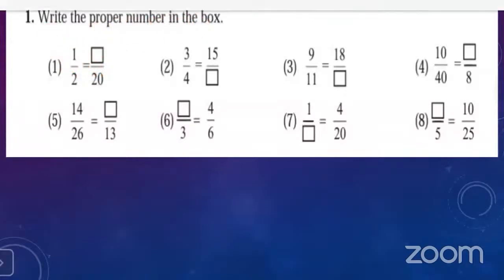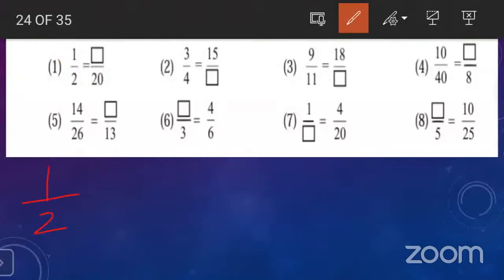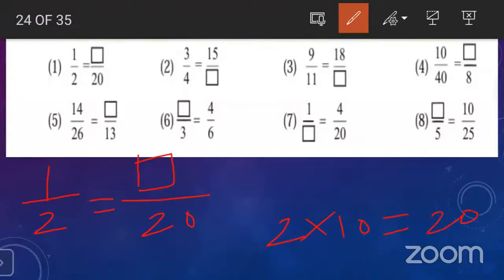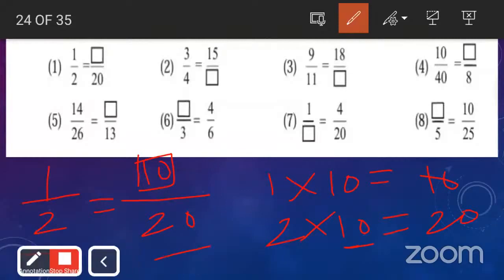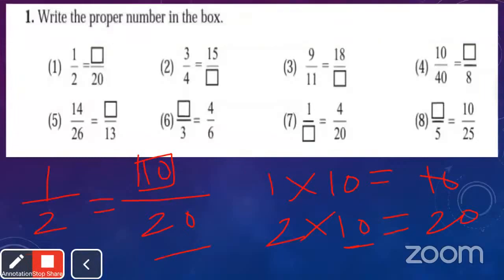Look at here, 1 upon 2. Our first example is 1 upon 2 is equal to an empty box as the numerator and the denominator is 20. If you multiply 2 by 10, what is your answer? 20, isn't it? Which number did we use to multiply the denominator? 10. So the same number we have to use. 1 multiplied by 10 is equal to what? 10 ones are 10. So what do I have to write in the box? That is 10. So the fraction 1 upon 2 is equal to 10 upon 20. Both are equivalent fractions. Now look at the second example.